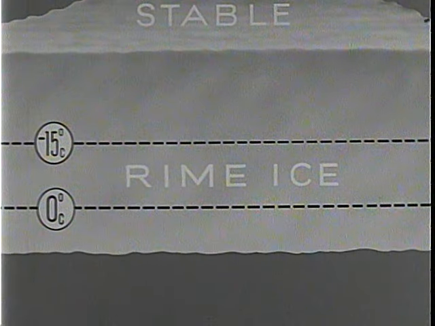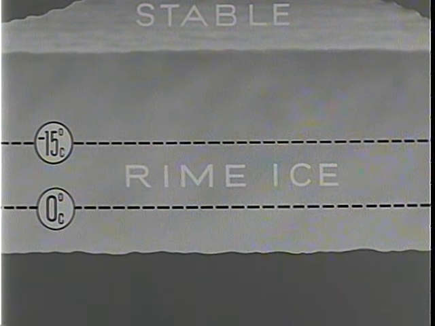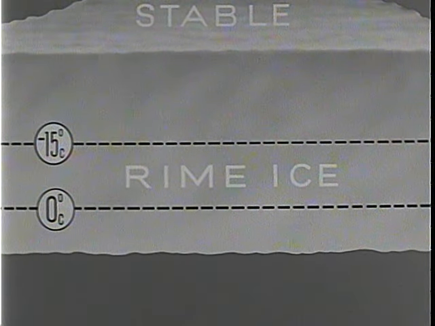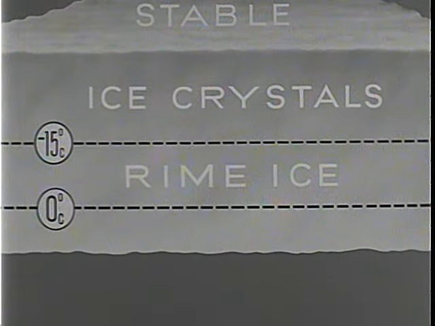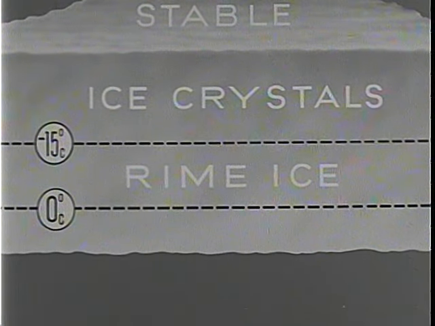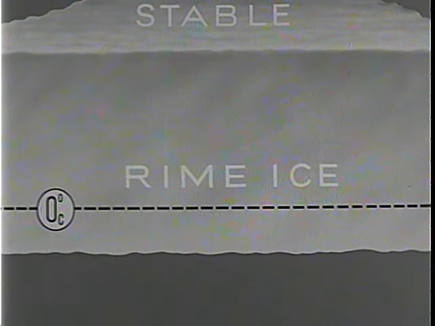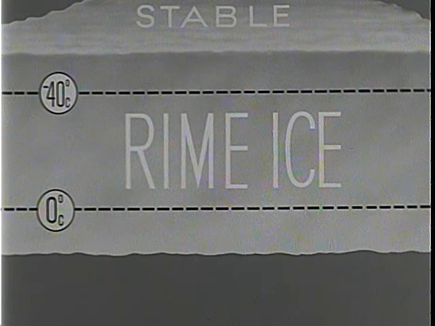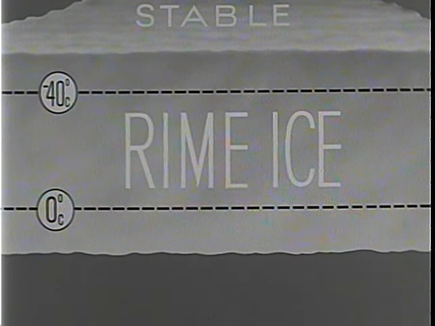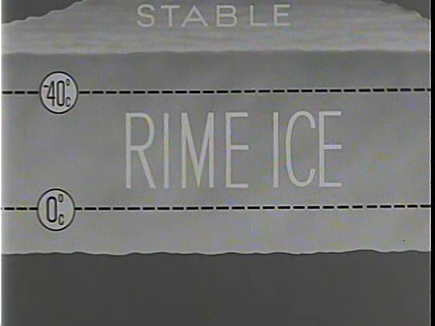As a general rule, at temperatures below minus 15 degrees centigrade in stable clouds, all of the moisture will be frozen into ice crystals and will not adhere to flying aircraft. But rime icing has been observed with temperatures as low as minus 40 degrees centigrade, and should be anticipated any time the outside air temperature is below 0 degrees centigrade.